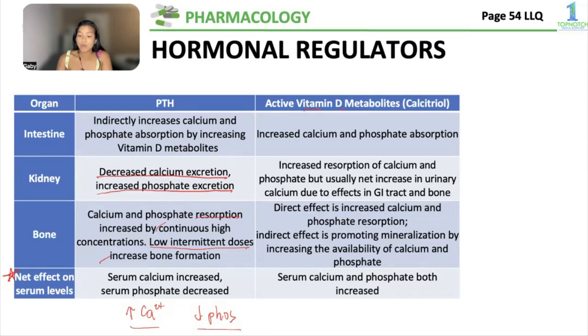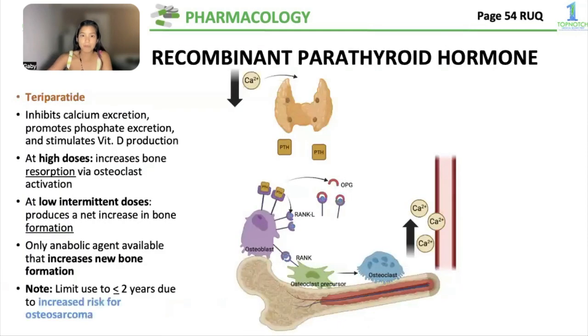Active vitamin D mostly acts on the intestine to promote both calcium and phosphate reabsorption. That is the most important mechanism of vitamin D, really. And so its net effect is an increase in both calcium and phos. Okay? So PTH: increased calcium, decreased phos. Active vitamin D: increased calcium and increased phos, mostly via increased calcium and phos absorption.